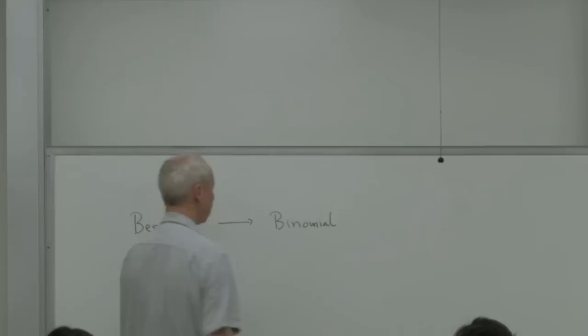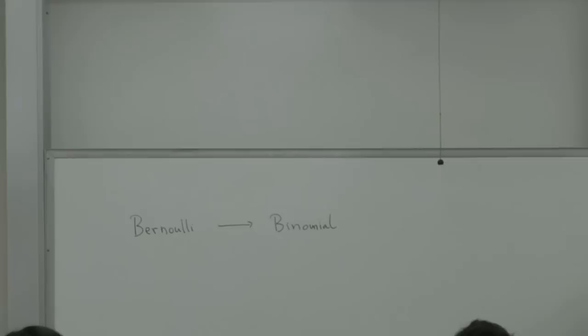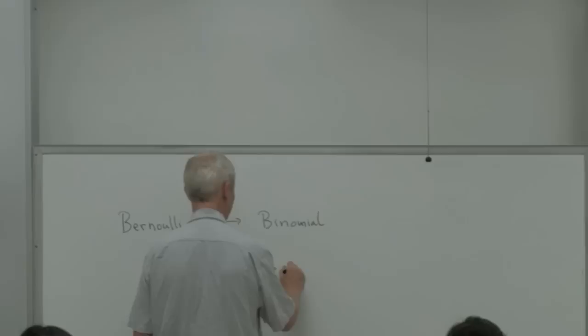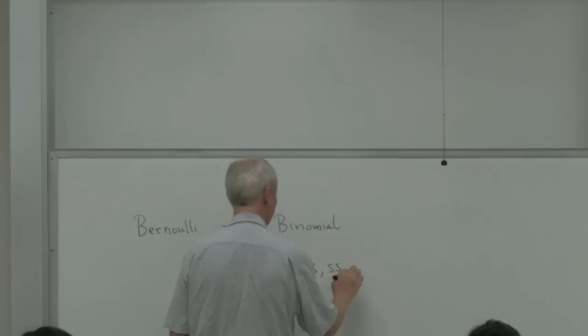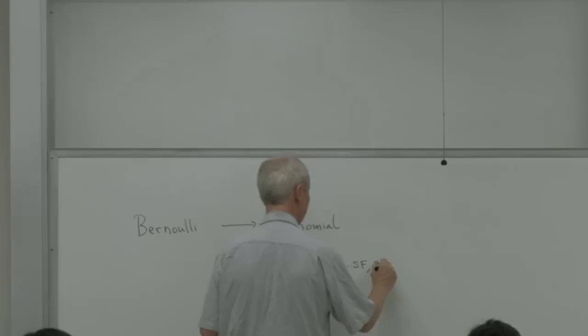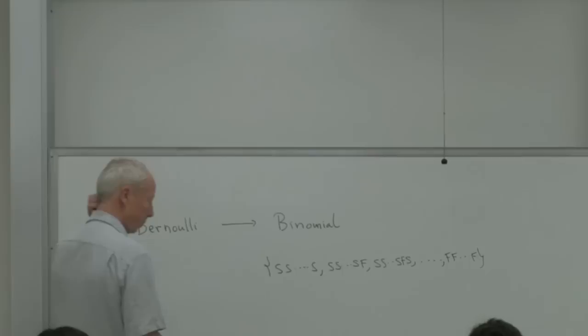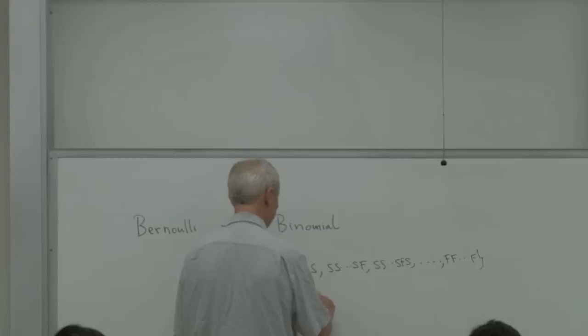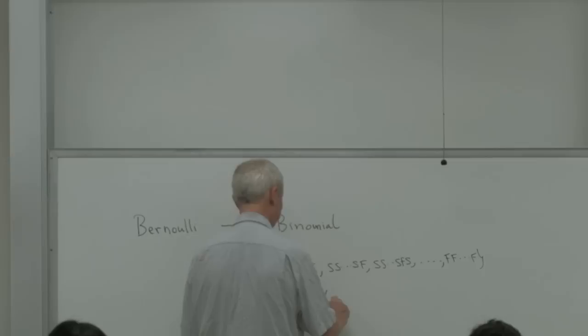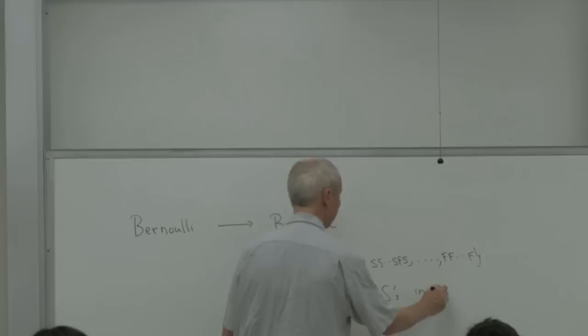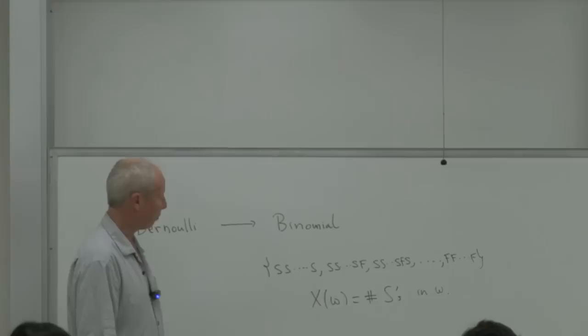Okay, so a Bernoulli random variable is a random variable that assigns value 1 to success, 0 to failure. Binomial random variable, you do n trials, which are Bernoulli. These aren't all equally likely, but the probability, and so what you do here is x of an outcome is the number of S's in the outcome. So each of these sequences of S's and F's, in each one you count the number of successes, that's x. Okay.